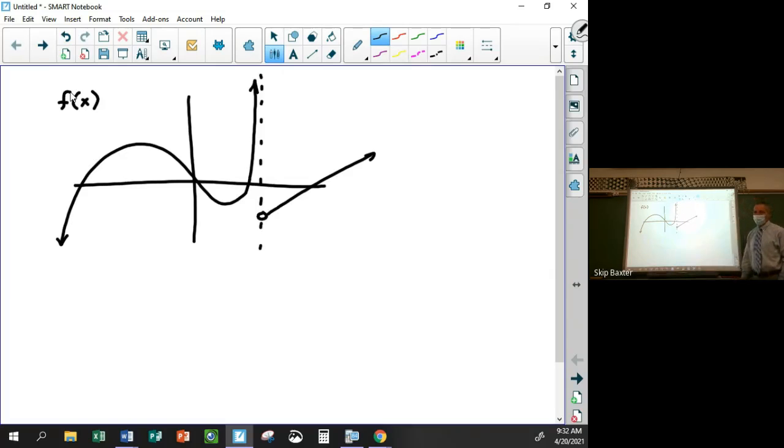And you're trying to graph its derivative. So the strategy should be first, identify points where the derivative is 0 or undefined. The derivative is 0 at high and low spots. So it's 0 there, and it's 0 there.